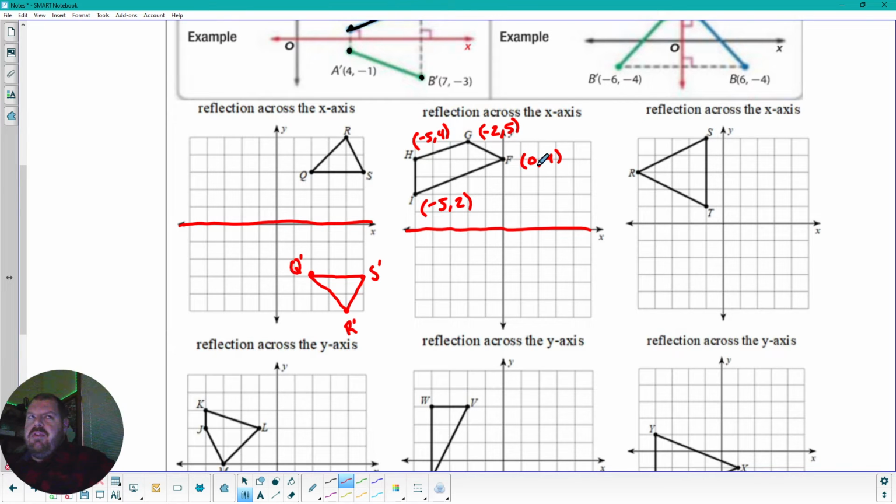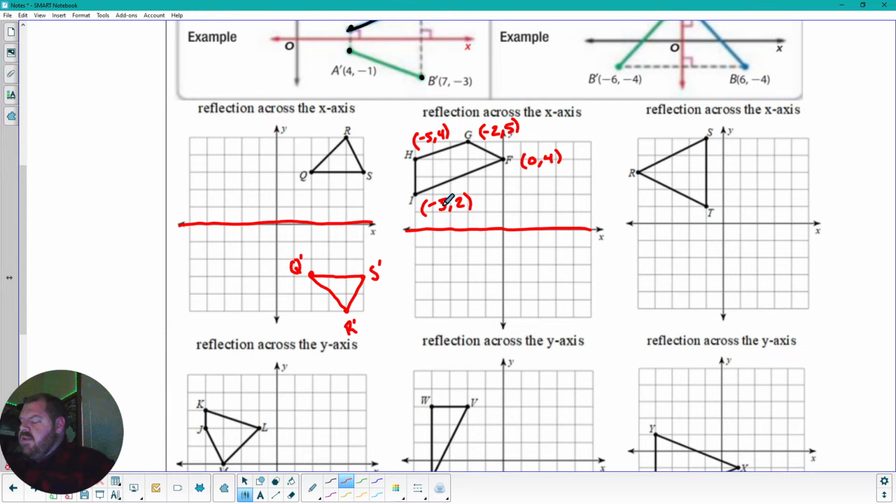Here's the trick with reflections and coordinates. If I want to reflect it across the x-axis, it's the y-coordinate that changes. So there's kind of an opposite nature to that. If I want to reflect across the x-axis, the y-coordinate changes, and it just changes to its opposite.